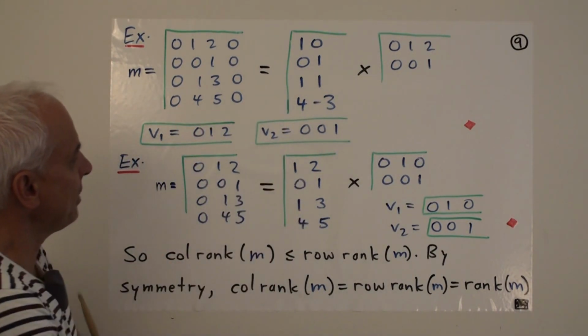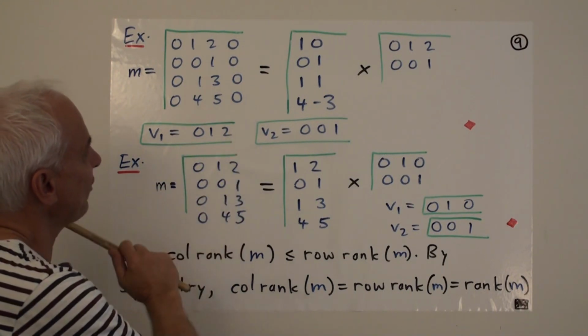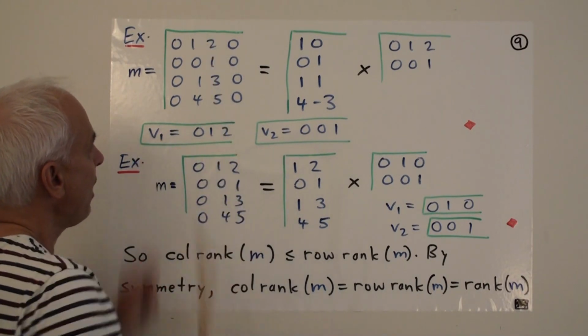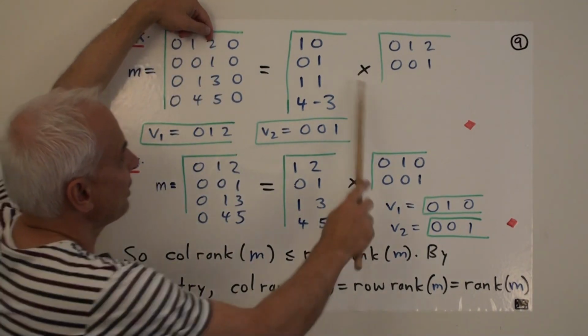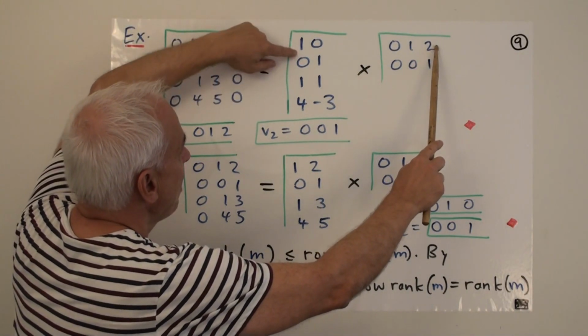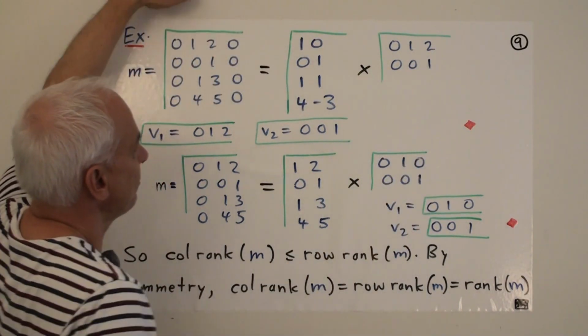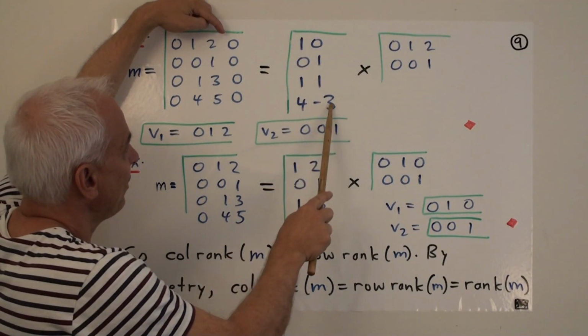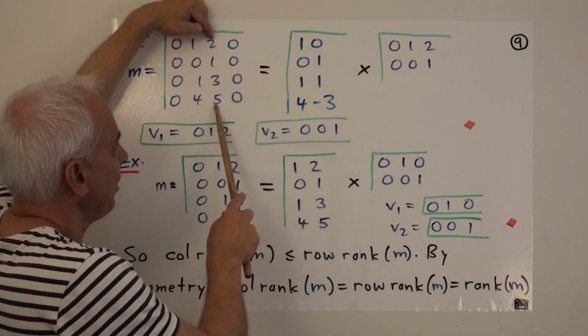It's even clearer up here. If we look up at this thing here and we look at this third column, what this is telling us is that this third column is 2 times this first column plus 1 times this second column. So if you take 2 times this first column and add 1 times this column, you're going to get this column here.